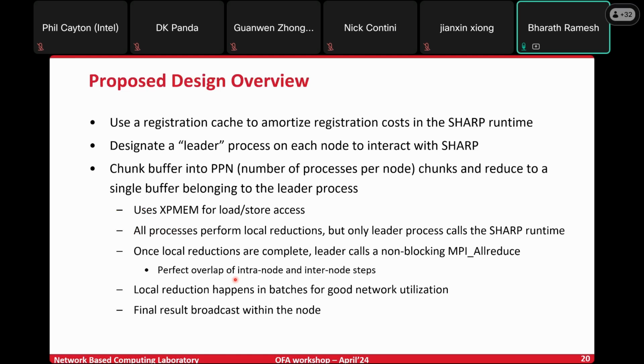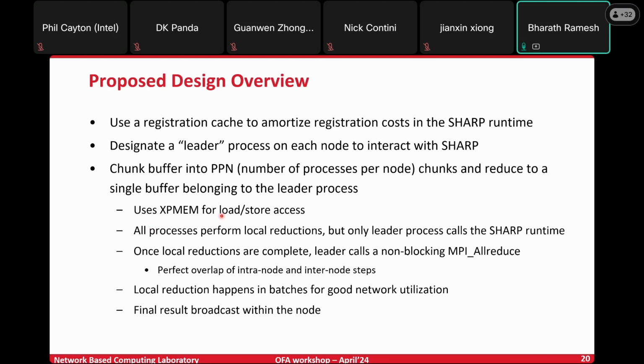To give an overview of our designs, we also use a leader-based scheme. We designate one or two processes on every node as a node level leader. The job of a leader in this case is to take a buffer and initiate network operations with Sharp. How we do that is we first chunk every process's buffer into PPN chunks, where PPN is the number of processes per node. And all the processes are reduced to a single buffer belonging to the leader process.